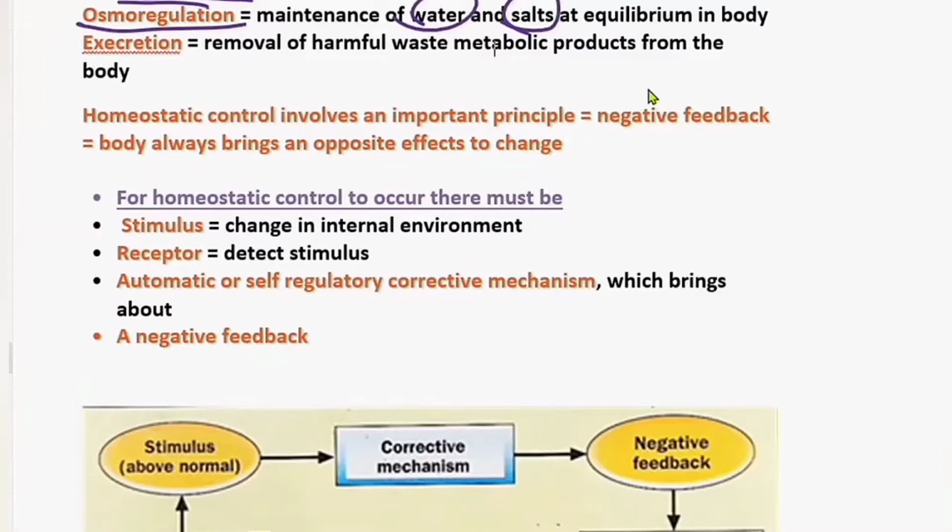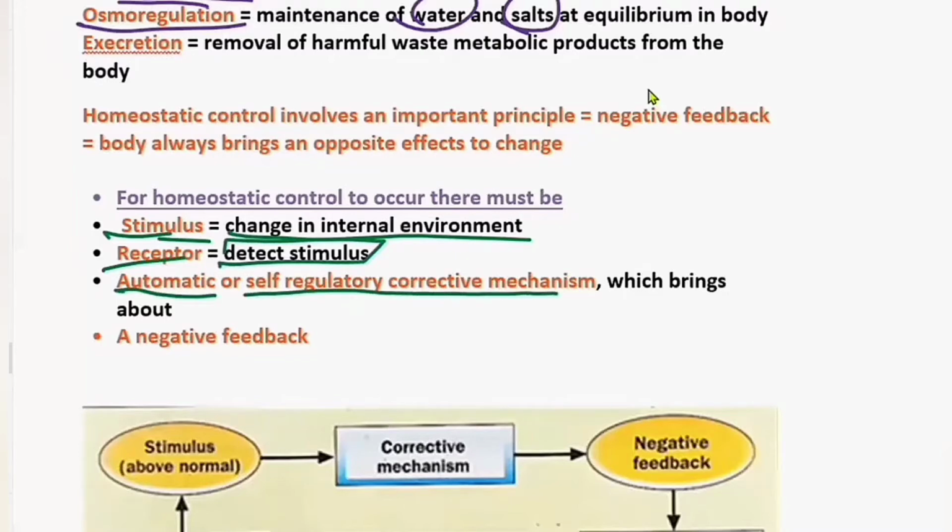For homeostatic control to occur, there must be a stimulus. So we know what a stimulus is. It's any change in the internal environment, and it can also be in the external environment as well, right? Receptors are the cells of the organs which detect the stimulus, and then there is an automatic or self-regulatory corrective mechanism which brings about the negative feedback, right?